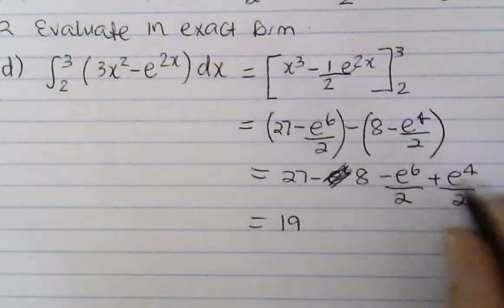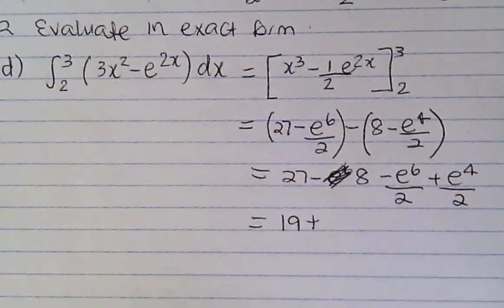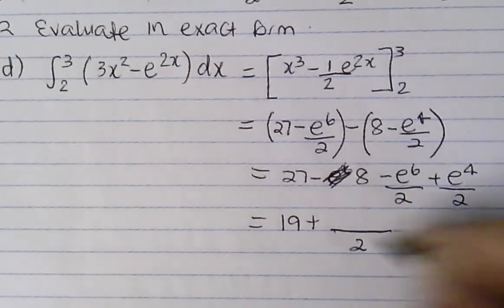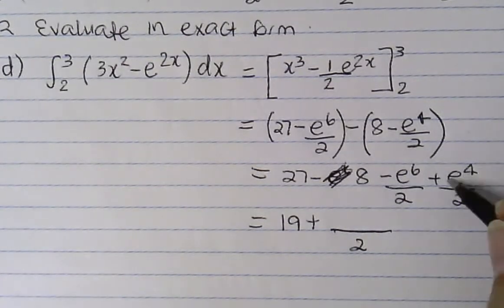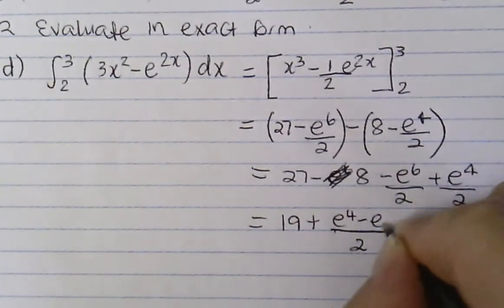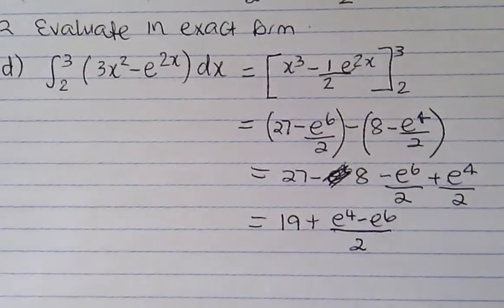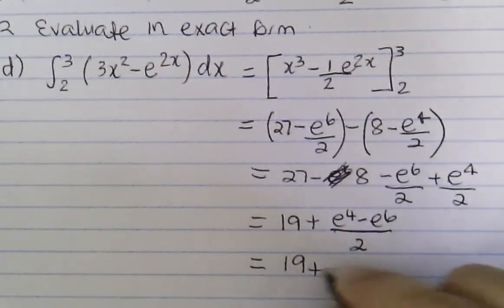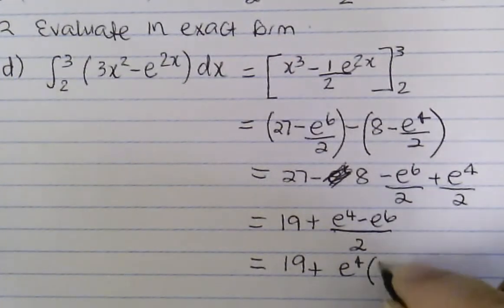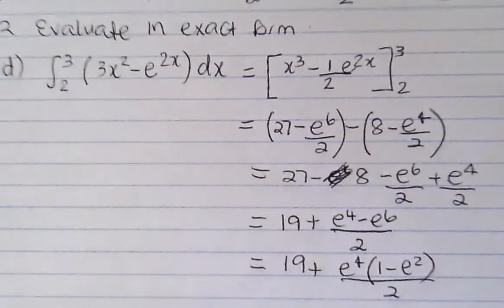Can't you write this as a fraction? I'm going to go plus. Now, to be very careful here, would you like to start your fraction with a negative or a positive term? Yeah, so I'm going to go e to the power of 4 minus e to the power of 6. Now, look, this could be written as a common denominator as 38 plus e to the 4 minus e to the 6 all over 2. Okay, it could be written with a common denominator. Oh, yes, we could factorise if we want. 19 plus e to the 4 bracket 1 minus e squared over 2 if we want.